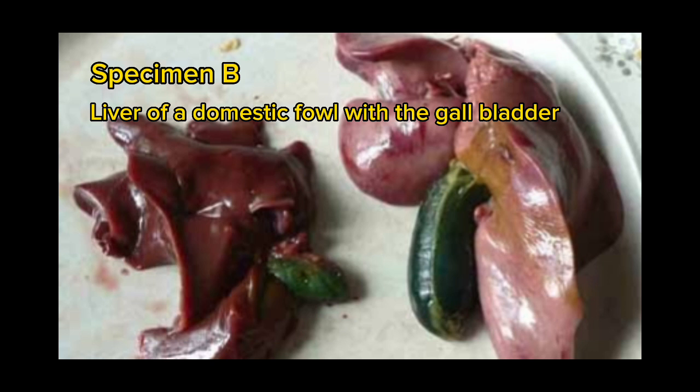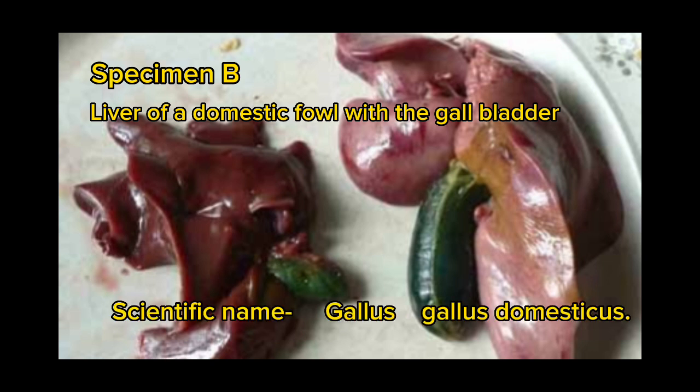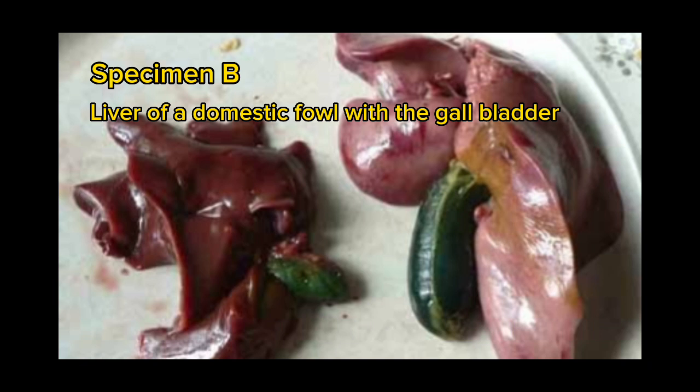The domestic fowl is also called Gallus domesticus. The first word, Gallus, starts with a capital G, that's the generic name, while the second one starts with a small g. What you're expected to know is that you're expected to test the bile. That is why they ask for a litmus paper.